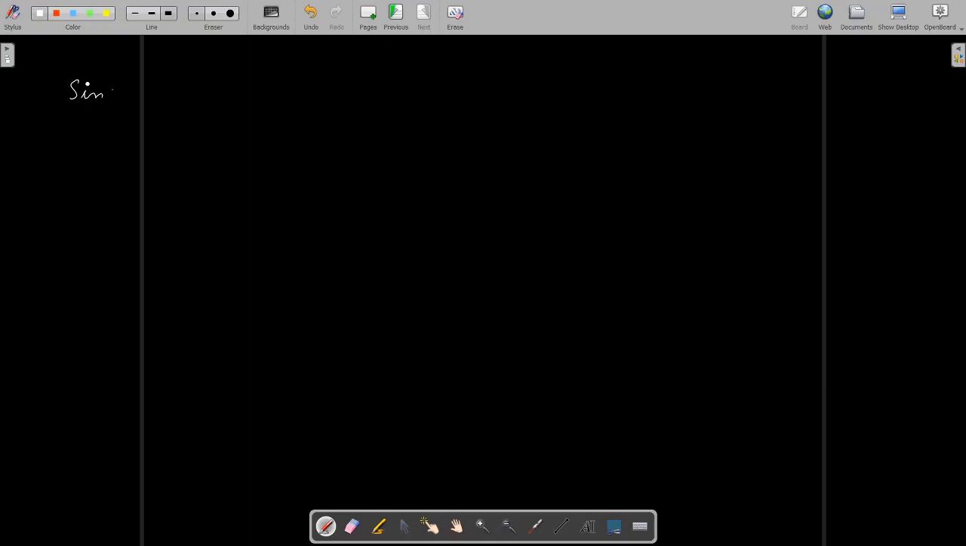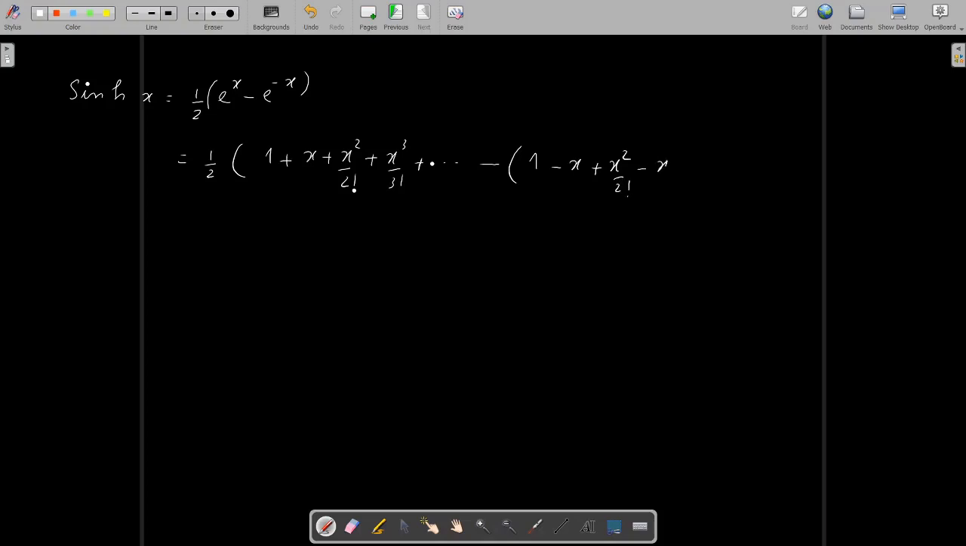That is, sin hx equal to half times e raised to x minus e raised to minus x. Okay. So this is equal to 1 by 2 times 1 plus x square by factorial 2 plus x cube by factorial 3 plus etc. minus of 1 minus x by 1 factorial, that is x itself, plus x square by factorial 2 minus x cube by factorial 3 plus etc.